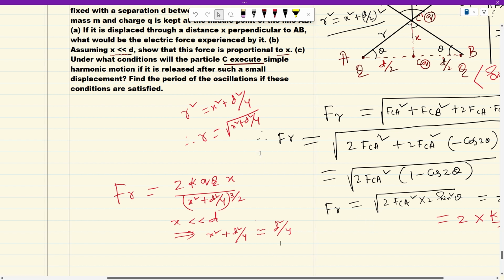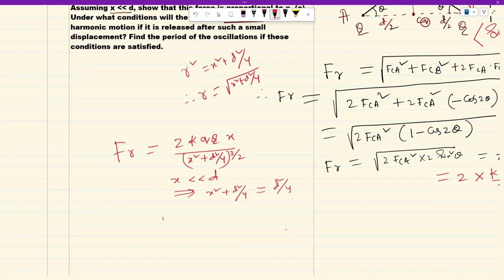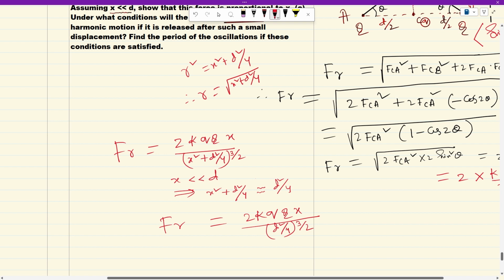There is another way to show this by using binomial expansion. I am just not taking the help of binomial expansion for this particular sum. As x is very small, we ignore x square compared to d square. So if you write x square plus d square by 4 approximately equal to d square by 4, then Fr is changed to twice kqqx divided by, we ignore this x square part, so it will be d square by 4 to the power 3 by 2. Alright.